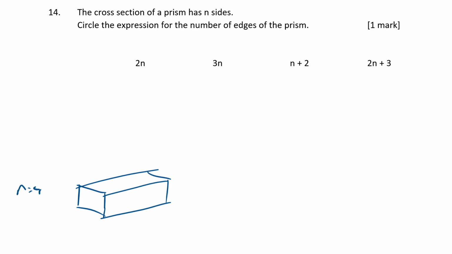I'd have my n edges, my 4 edges around here, and then I'd have an edge for each of those lines heading that way for each of my 4 corners, plus I'd have another 4 edges down at that end. So I get 4 plus 4 plus 4, 3 lots of 4.